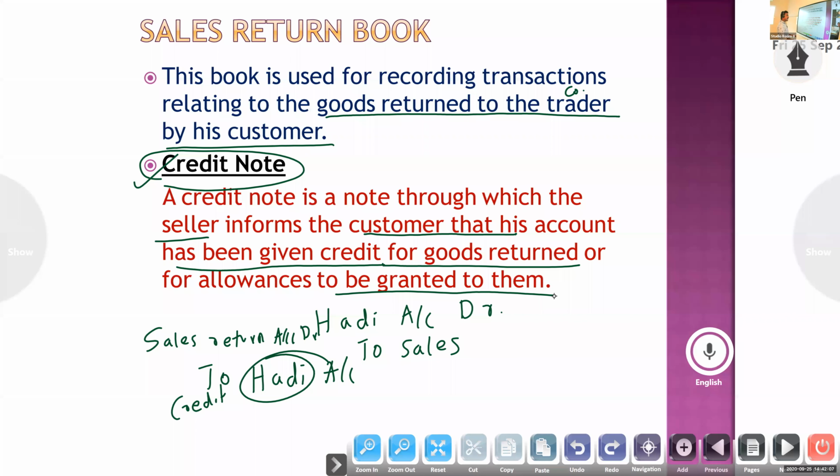In purchase return, we get the allowance. Here we have to give the allowance according to the goods returned. That is a credit note. On that basis, we give the amount to them. That is the sales return book.